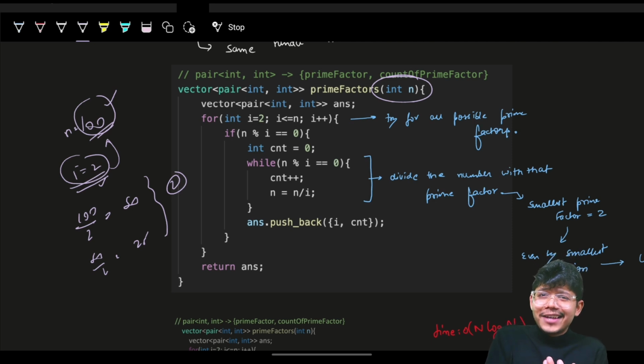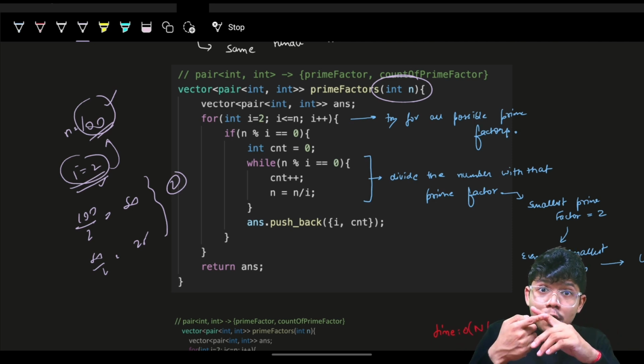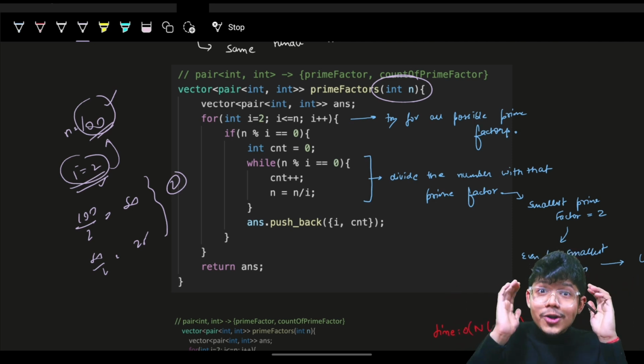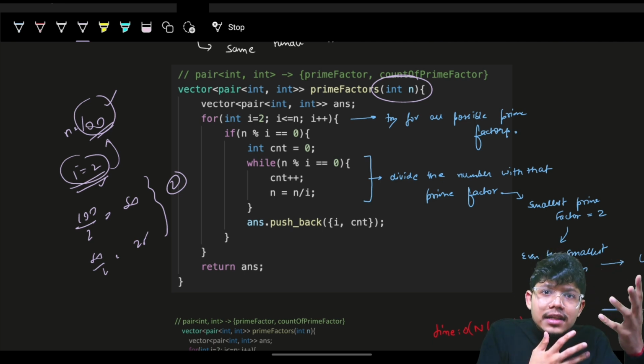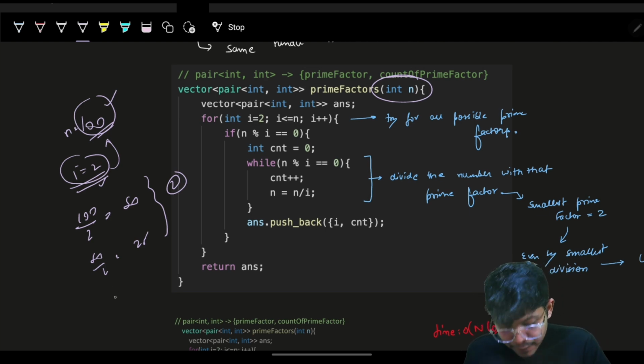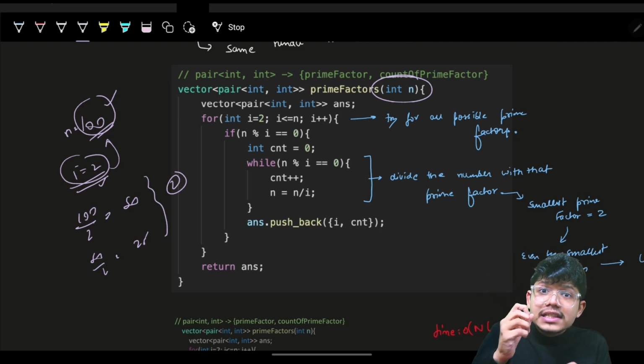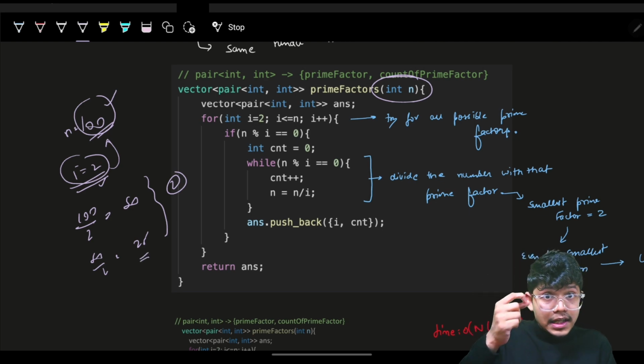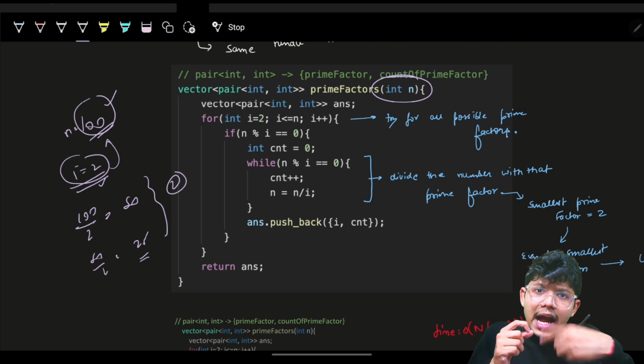And if something is not a prime number, which means no 4, no 6, no 8, no 10, or any other number which is not prime, it will not be there because of 2. Again, next time, let's say I try for 3. If 3 divides the remaining number n, then I'll simply try and keep on dividing.